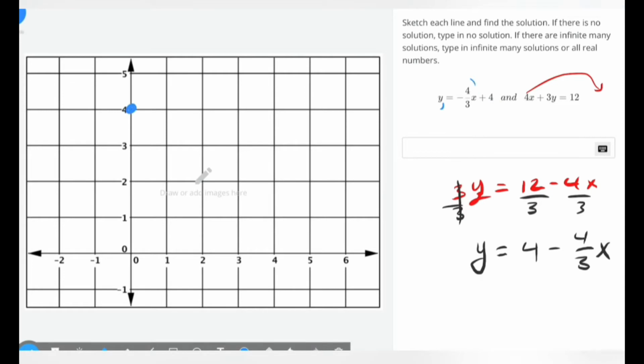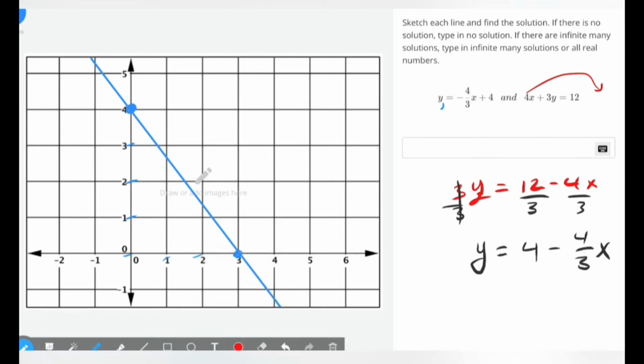Okay? Then you go down 4 over 3. 1, 2, 3, 4. 1, 2, 3. Then you sketch a line. Alright? Okay, line 2. Let's call it y2. You start at the number by itself. Okay? The one without the x, 4. Then you go down 4 over 3.